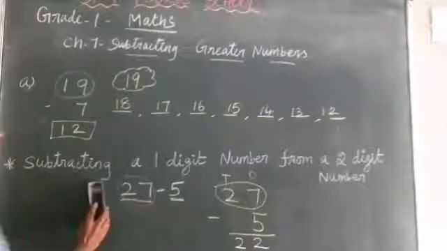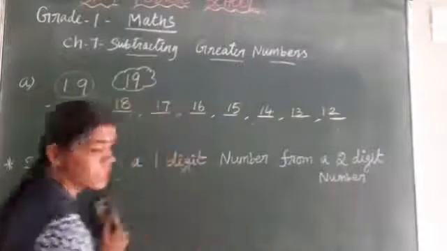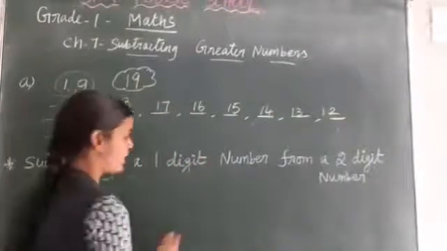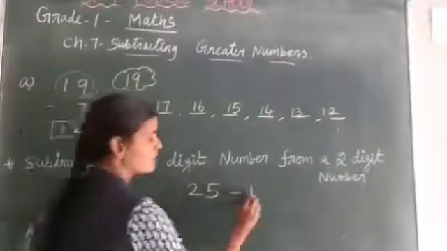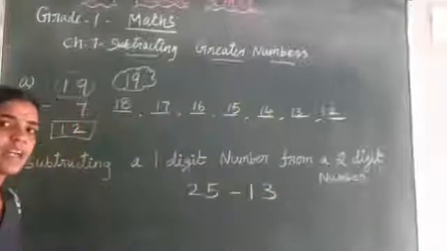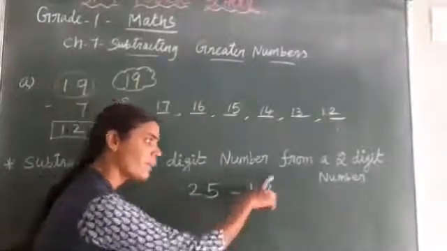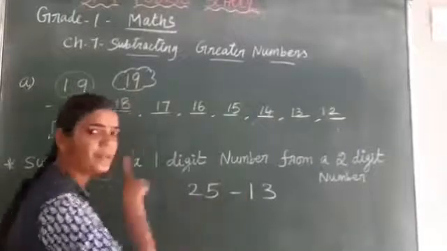I will give one more sum. You just try in your notebook along with me. 25 minus 13. Here this number is also 2 digit. This number is also 2 digit.